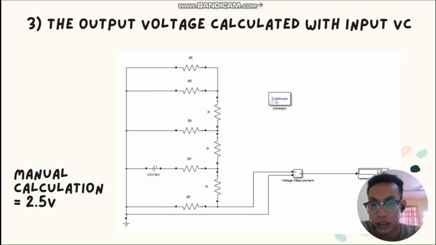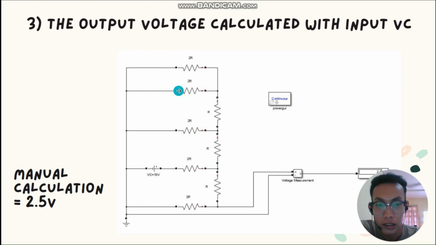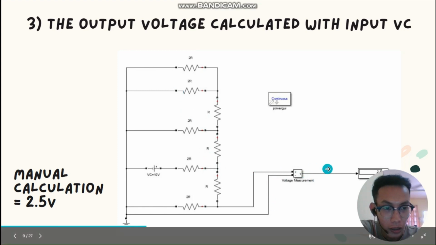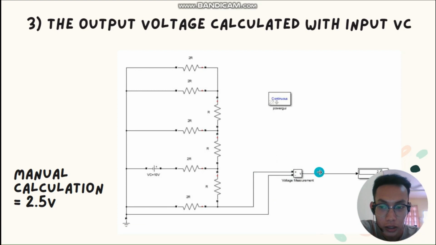So this is our circuit. For number 3, the output voltage calculated with input VC. This VC is equal to 10 volt, and we have 8 resistors. After that, this is the voltage measurement, and after we run it, we get 2.5 volt as the result.